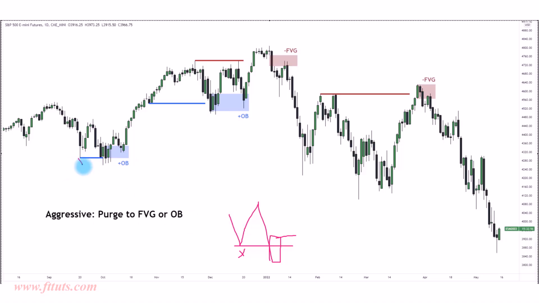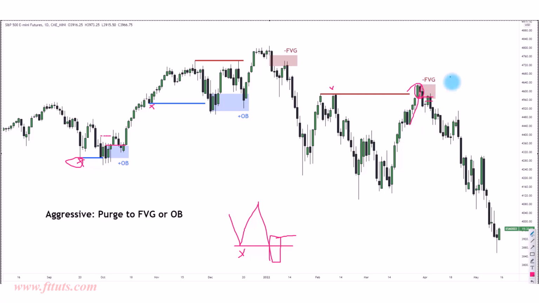So here we have a low to an order block. There was no break in market structure here. Actually, a short-term high, but the point is, aggressive is going for the purge straight to an order block, or purge straight to a fair value gap. Like this one here, purge straight to the order block. Bearish example is we have a purge here, and then we went straight into a fair value gap here with an order block.